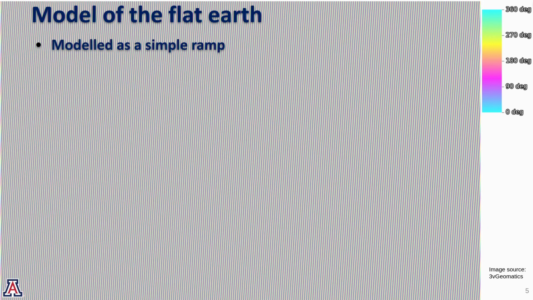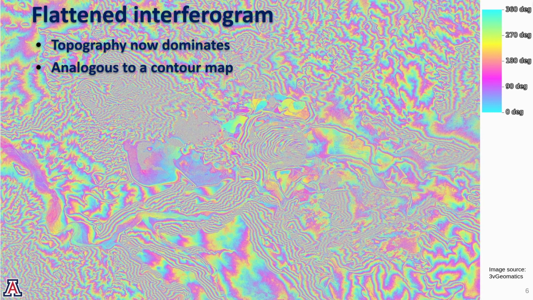The flat earth effect is easy to model because it's a simple linear ramp, and the model looks like this. Hopefully now you can see thousands of parallel phase fringes marching across the image from left to right. When this model is subtracted from the raw interferogram, we get this. Now the interferogram at least has some structure other than vertical lines. This is called a flattened interferogram.